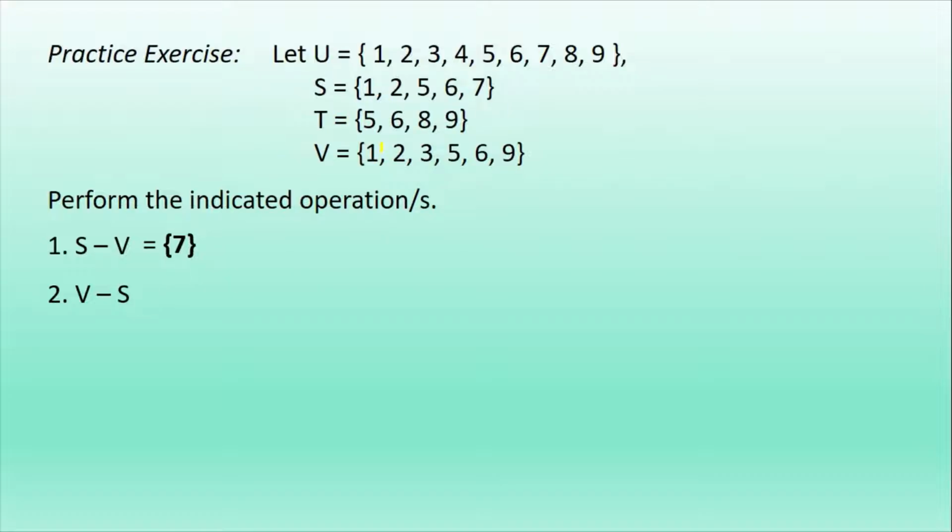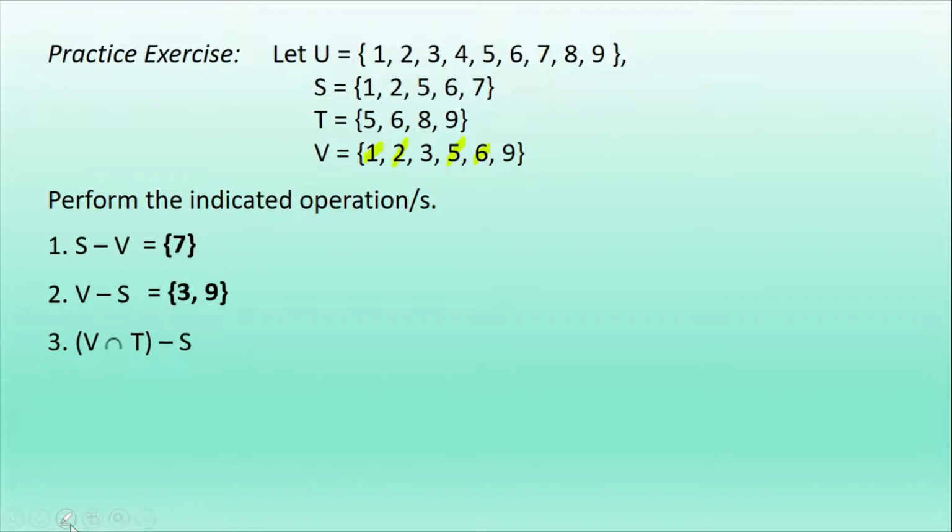So we come up with 1. Burahin natin. We have also 2. Burahin. We don't have 3 here, so iwan natin. We have also 5 here. And then 6. Ang 9 wala naman doon. So what's the answer if we have V minus S? So yung natira natin is 3 and 9.